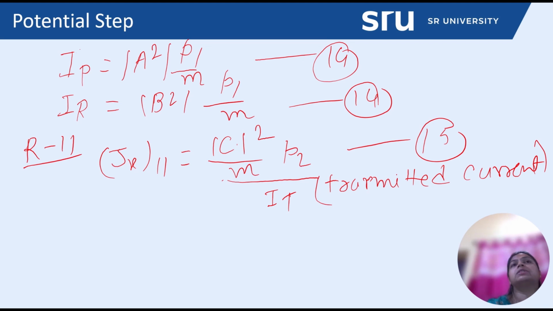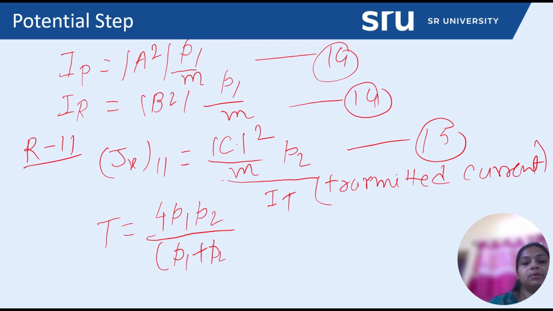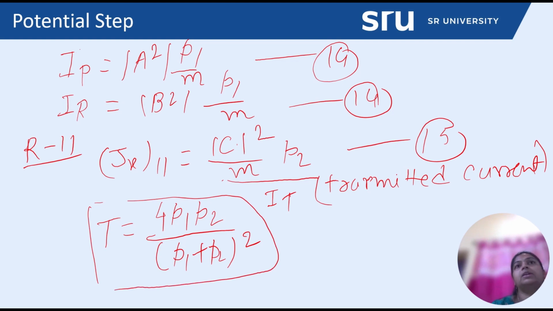So one can formulate that T is equal to 4 P1 P2 divided by (P1 plus P2) square. This part is the magnitude of the transmitted current with respect to the incident current. So these are for case 1, that is, energy E is greater than or equal to V naught.